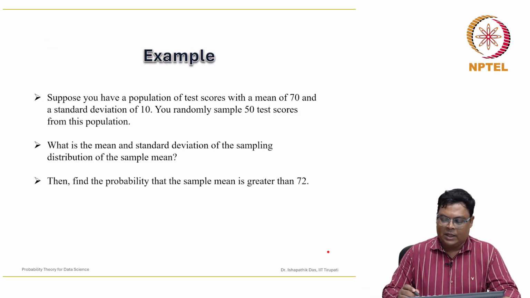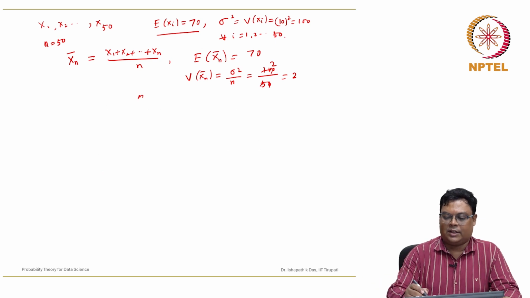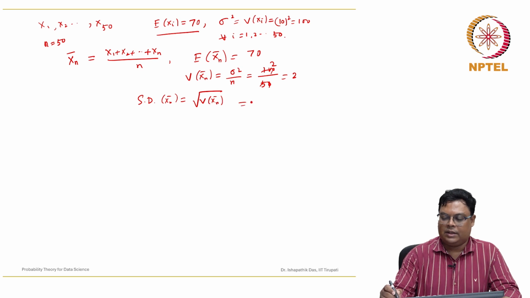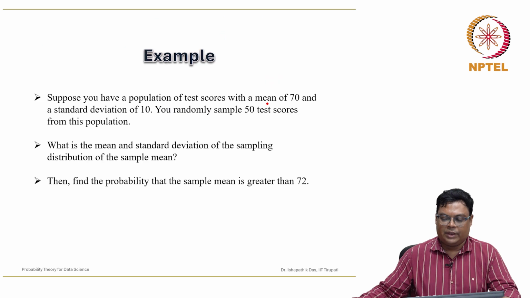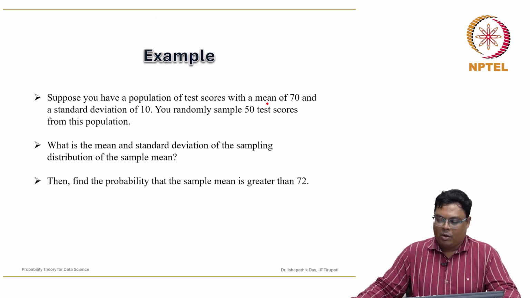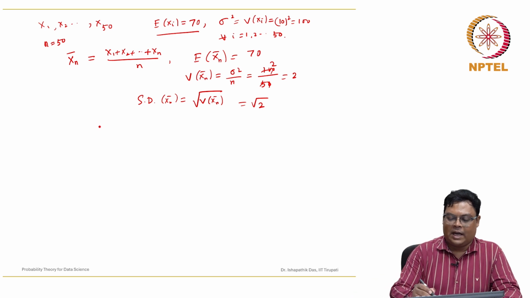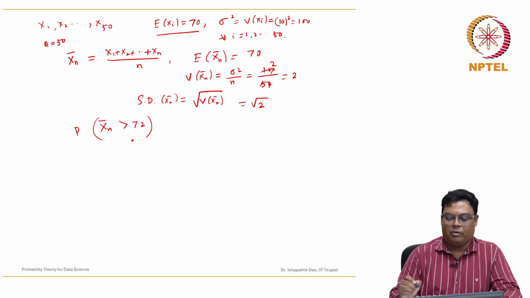Now what is the mean and standard deviation of the sampling distribution? The standard deviation of X̄n will be the square root of the variance of X̄n, which is root 2. The next question is to find the probability that the sample mean is greater than 72. So we have to find the probability that the sample mean X̄n is greater than 72.